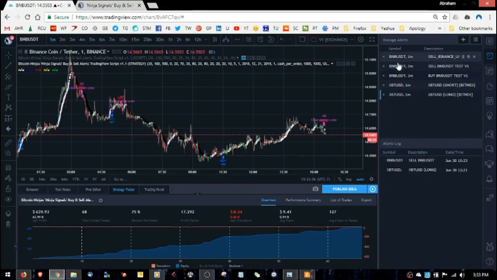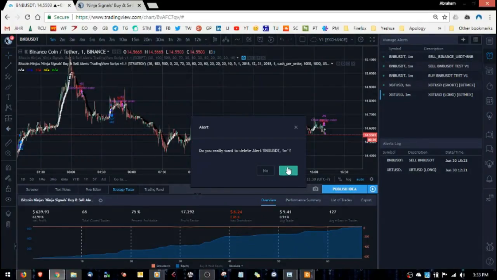You can pause alerts, and the active light will become orange to show inactive, or we can just delete the alerts altogether by clicking X.